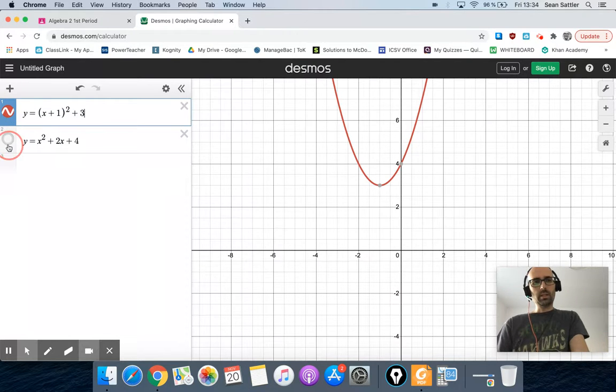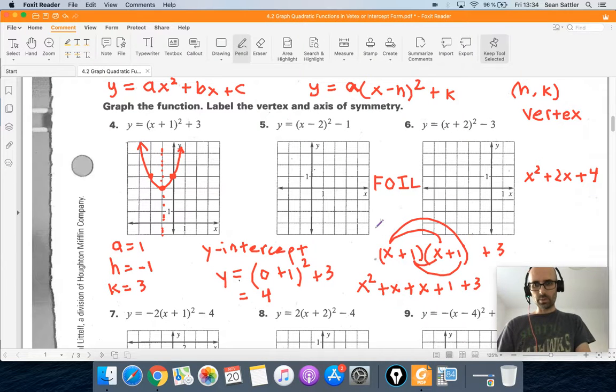So there are two different ways to write it, and I would expect you to be able to take a function from vertex form and rewrite it into standard form, okay?